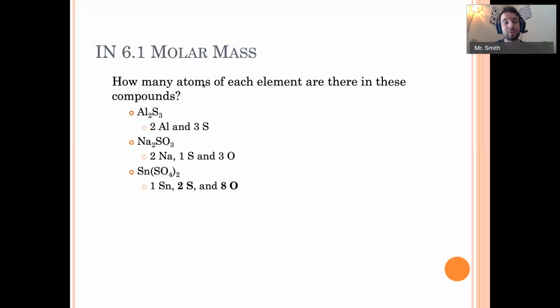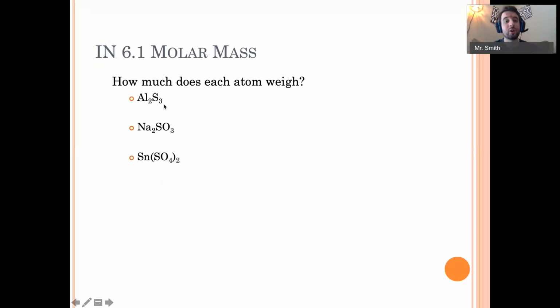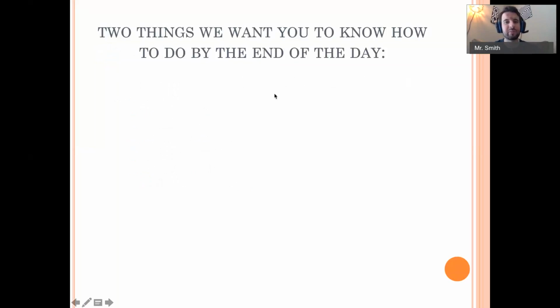So we're actually going to use this example of tin sulfate, Sn(SO4)2, for our next little problem. This question asks, how much does each atom weigh? That's what we're going to have you do a little bit later. Anyways, two things we need you to know by the end of the day. Number 1, you'll be asked to figure out the molar mass of a compound. In this case, we're using the compound tin(II) sulfate. Again, we'll explain how to do this in all due time.